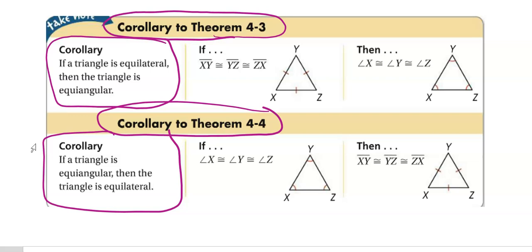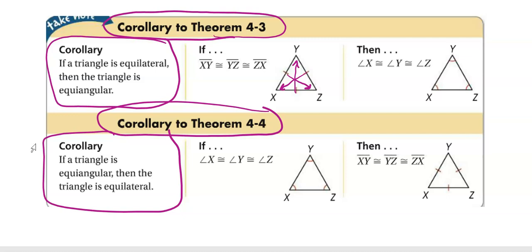One is a corollary to 4-3, the other is a corollary to 4-4. If a triangle is equilateral, then the triangle is equiangular. So if you know that all the sides are the same, it's kind of like using the isosceles triangle theorem. If you know a side is congruent, you look at the opposite angle and you can show those are the same too. So if all the sides are the same, this side would go to that angle, YZ would go to X, and XZ would go to Y. So that means those angles are the same.